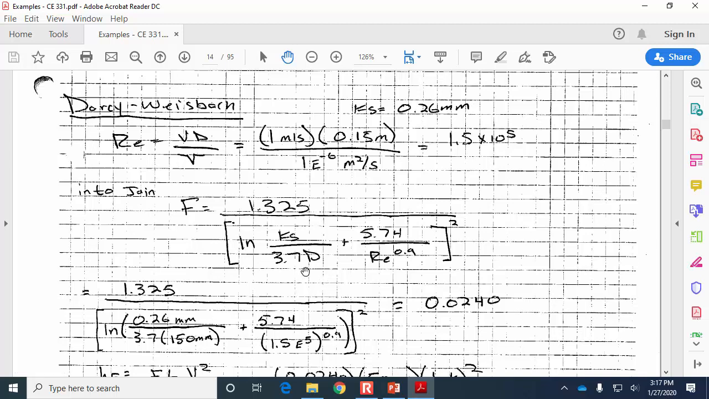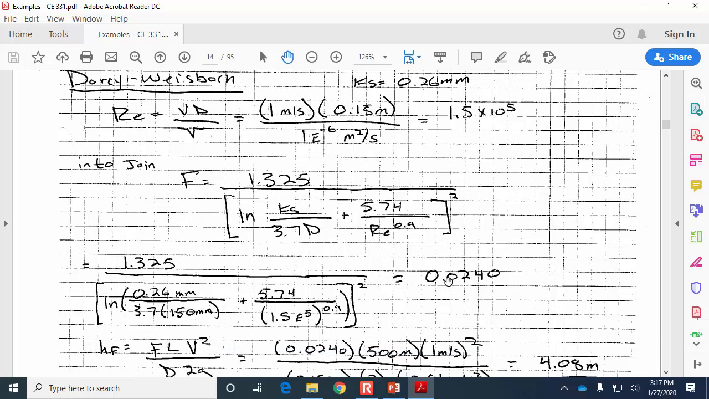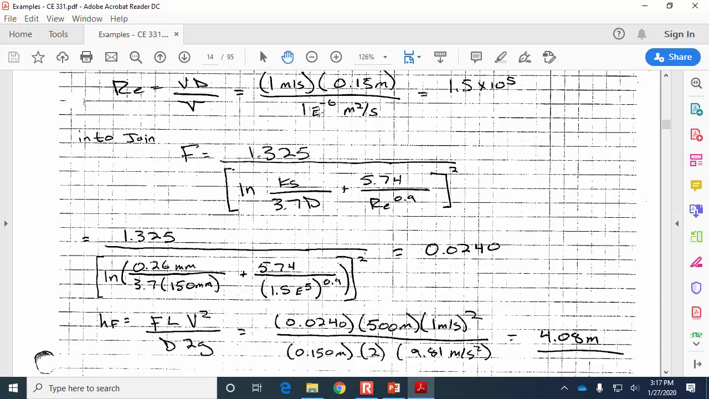So if you do the Jane equation correctly, you should get that the F value is 0.024. And then from there, the substitution becomes relatively direct. The correct friction loss estimate is 4.08 meters.